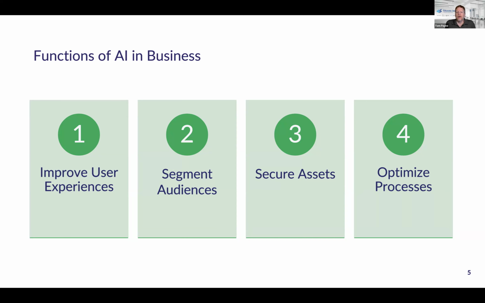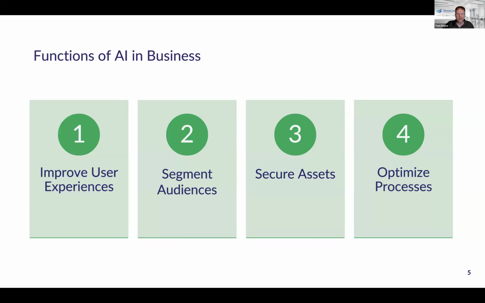So, 4 major functions that we're going to talk about of AI in business. We'll start out with improving user experiences. Your organization probably has a mission statement, and that mission statement kind of expresses the value that we provide to the world. So that mission statement should somehow say, here's how we enhance somebody's life.